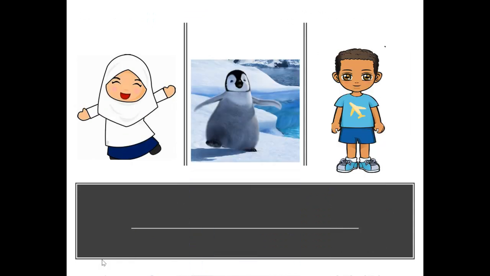Next group of pictures. What do you notice or see? Well, in the first picture, I notice a girl and she looks quite happy. In the second picture, I notice a little penguin chick. In the third picture, I notice a boy. So, how are these pictures the same or similar? They all show what?